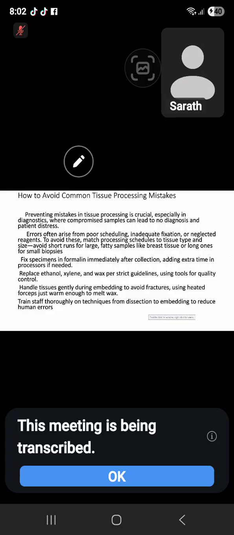Some people cut short the run, the program. Some people program it for 6 hours, 8 hours. So those things are wrong, because if you are making short runs, what will happen? The large sample, that large tissue, will not be correctly processed. Fix specimen in formalin immediately after collection, adding extra time in processor if needed.